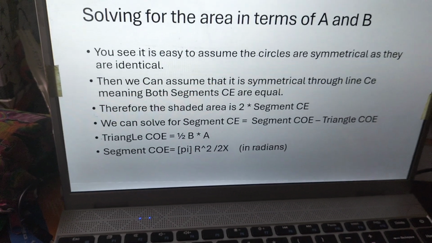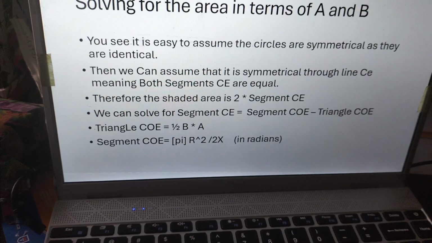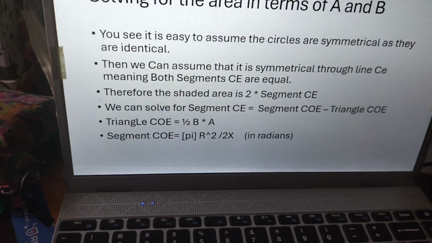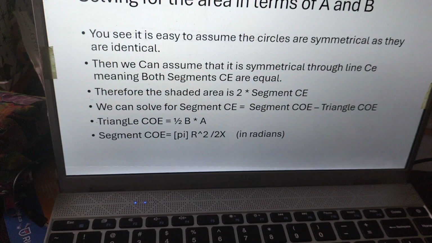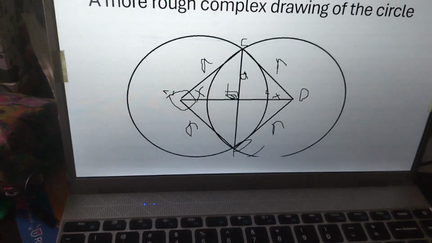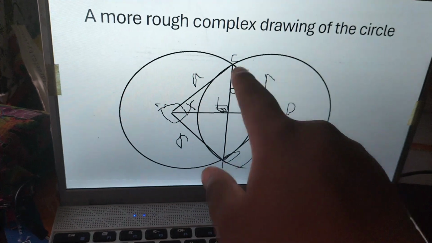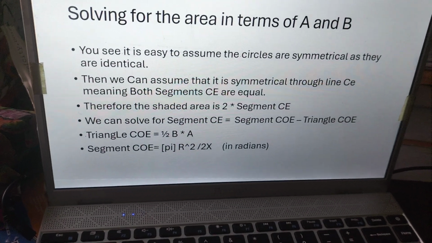The circles are symmetrical because they're identical. We can assume both segments are equal. CE and CE are equal. Therefore, the shaded area is basically 2CE. What do I mean by this? Segment CE, with the line CE, is basically this part. Two of these are basically the same. So that means let's move on to the next part.